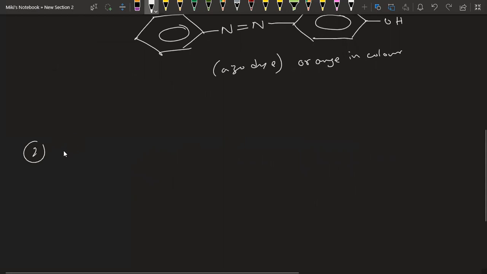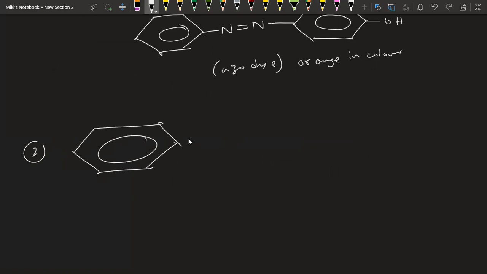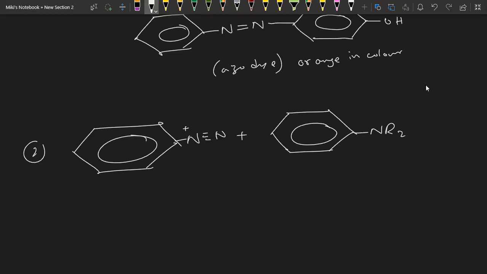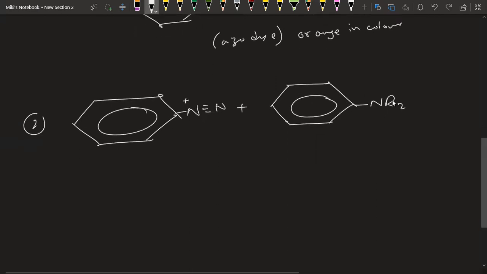So let's see the second example. We have, let's say, again a benzene diazonium ion with a triple bond, and it reacts with, let's say, NR2. Now, what does this NR2 mean? It means that some alkyl group or some other groups are present here. It doesn't matter actually what is present there, but something is present. So NR2 means some nitrogen substance is also present there, and R is for alkyl group.